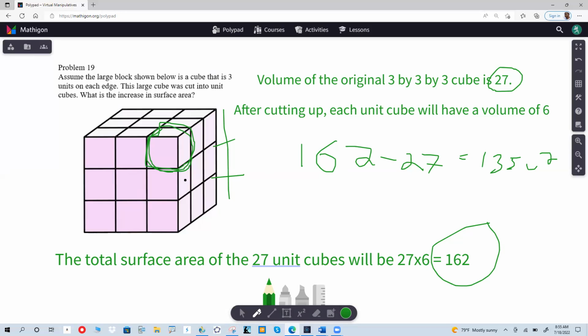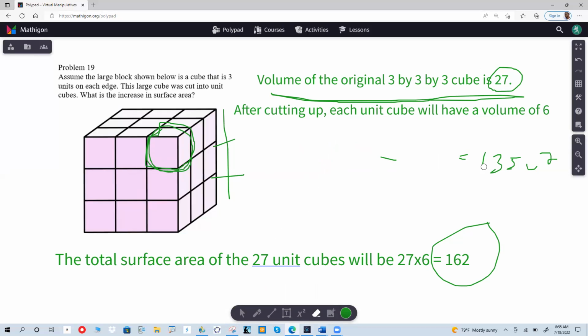The surface area of the original cube. This is the volume and everything is fine. We do need the volume, but let's find the surface area of the original cube. Let's erase this. Okay. The surface area of the original cube before it was cut up is going to be, let's write it right here, the surface area of the original cube is equal to, each face is 9, so 54.